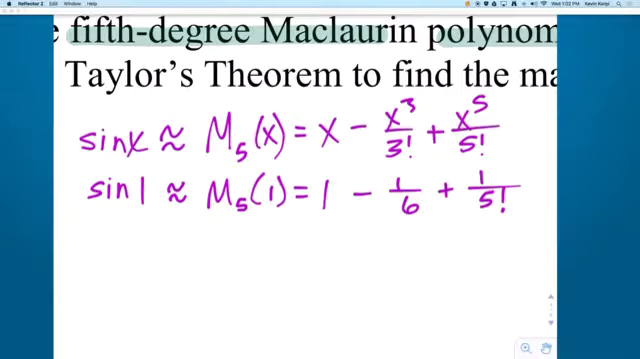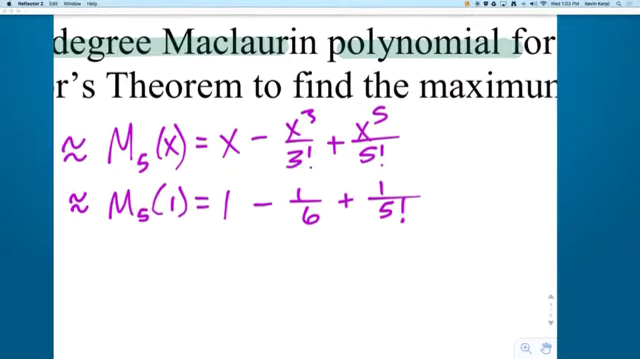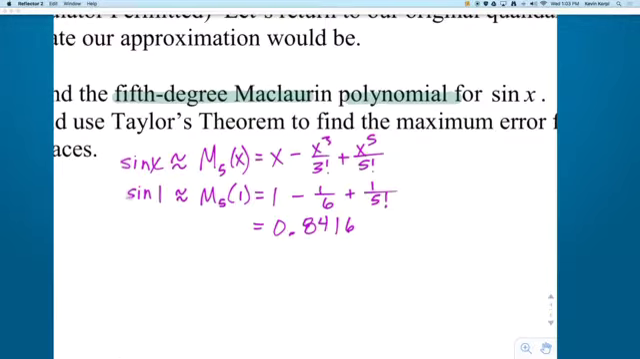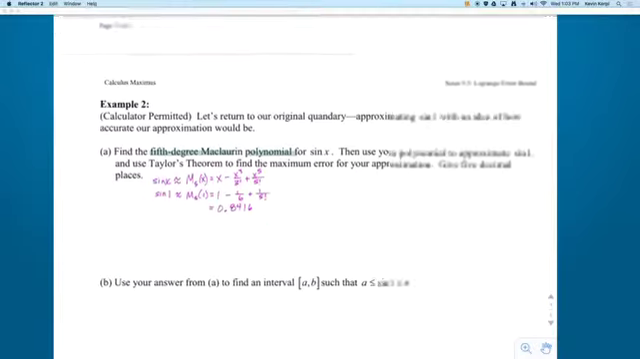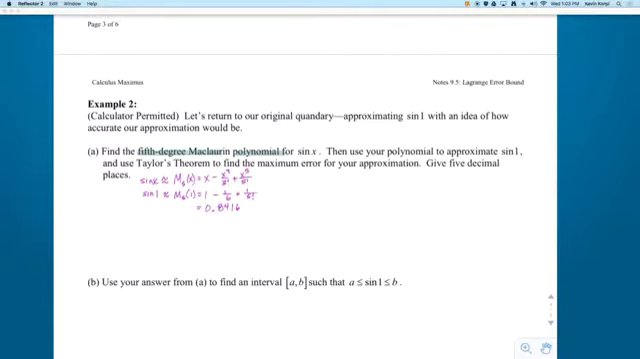We got 1 minus 1/6, and then plus 1 divided by 5 factorial. And we end up with this number equaling 0.841 if you truncate. Okay? I'll just add another number there because it's 666 after that. All right. So there you go, 0.8416. You have 5 decimal places.